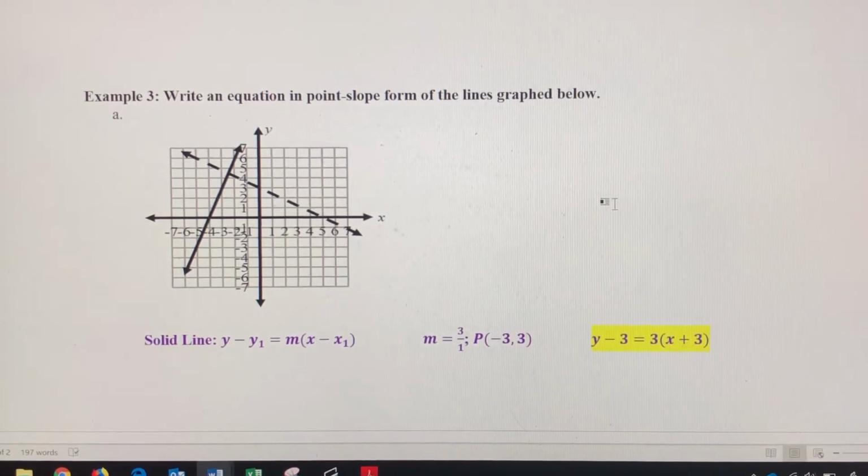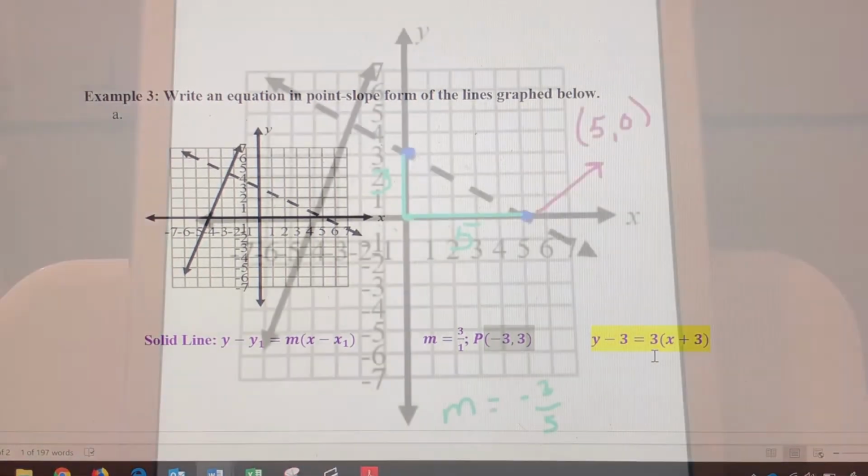Okay, and I'm going to go ahead and clean everything up here. It was y minus positive 3 equals 3 times x minus a negative 3, and that minus a negative became plus a positive 3. Okay, so this is the answer for the equation in point slope form of the solid line. Now again, notice this is the equation when you use this point. If you wanted to use another point, you could. It would change this value and this value, but this 3 is always there because that is the slope of the line.